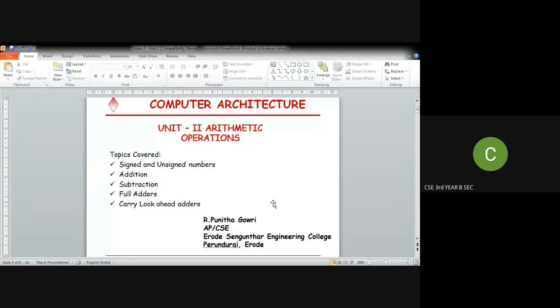Good morning, everyone. Today we are going to discuss the topic of computer architecture. In the last two videos, we discussed the first unit: the basic functional units, basic operational concepts, addressing modes, and instruction set architecture. All those things were discussed in the last two videos.